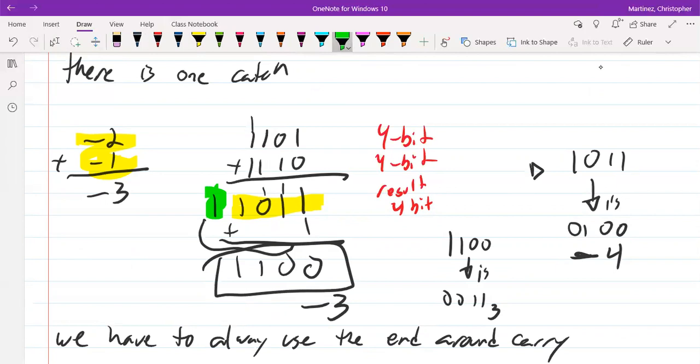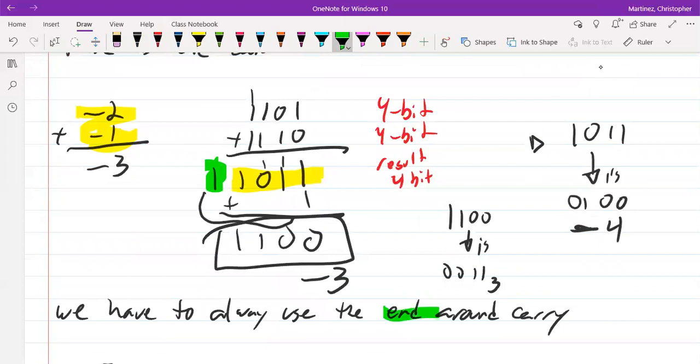Well, what was that item in green called? We have a name for it. We call it the end around carry. We always take what the last carry was and we end up adding it back in.